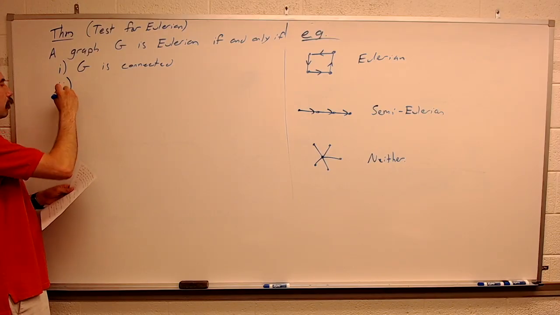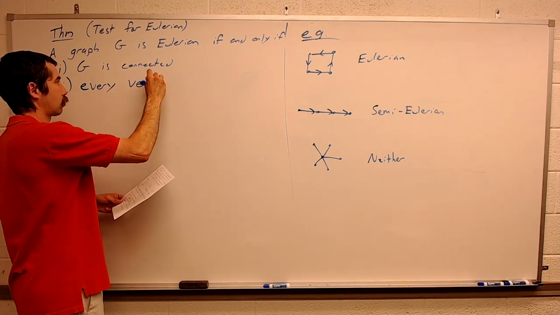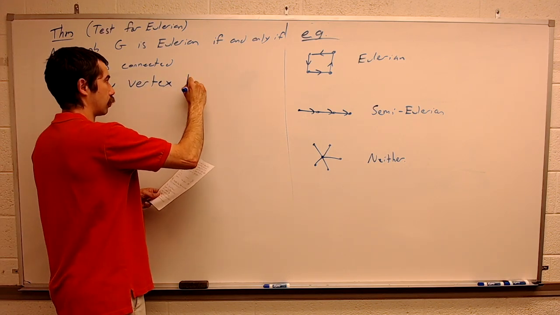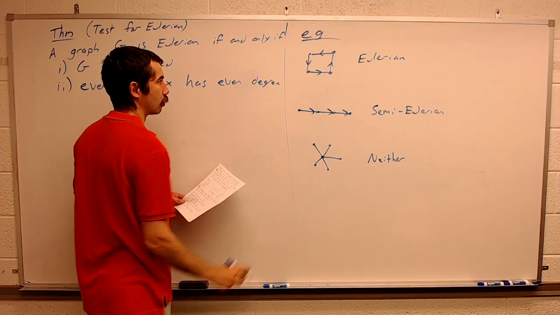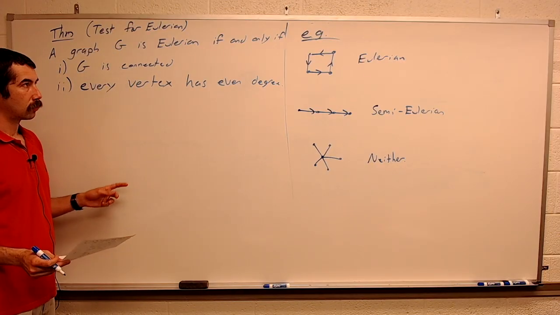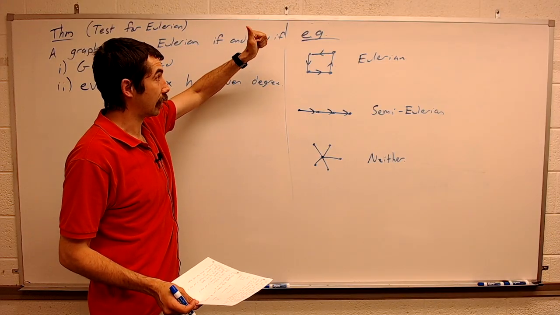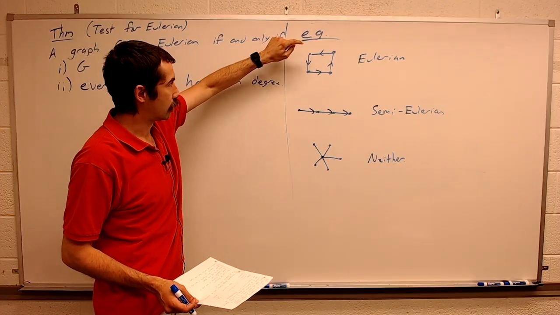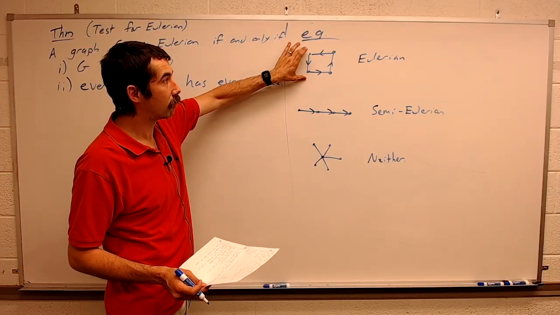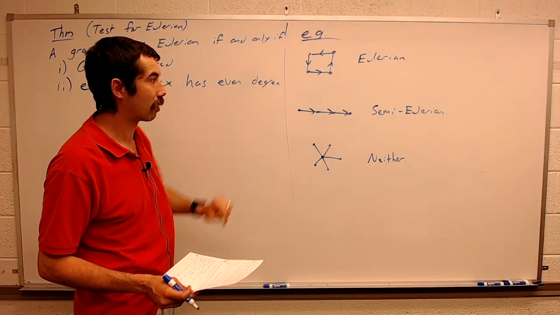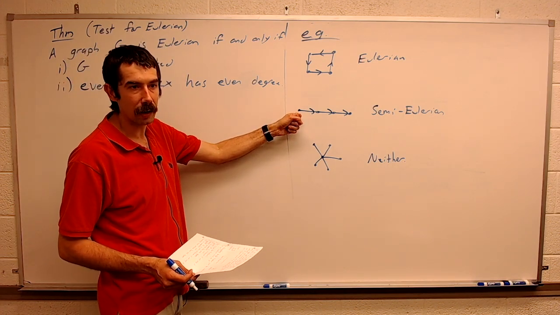The second condition is every vertex has even degree. You can check in our graph here, which is Eulerian. It's connected, boom, first thing, easy. Check the degrees: 2, 2, 2, 2. 2 is, of course, even. All of these vertices have even degree. It's Eulerian. This graph is not Eulerian. The first vertex is degree 1, which is odd.